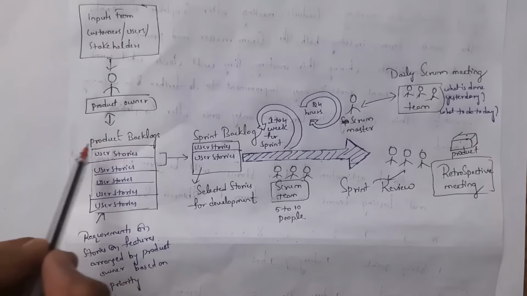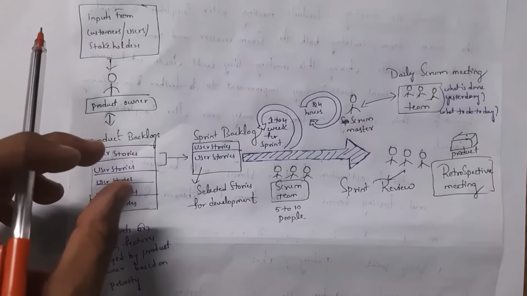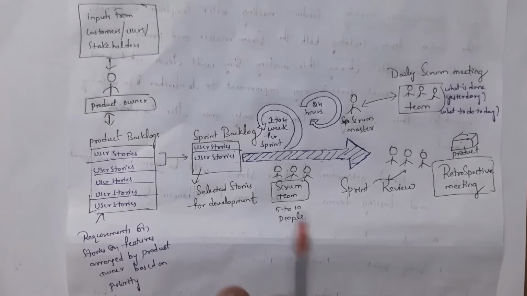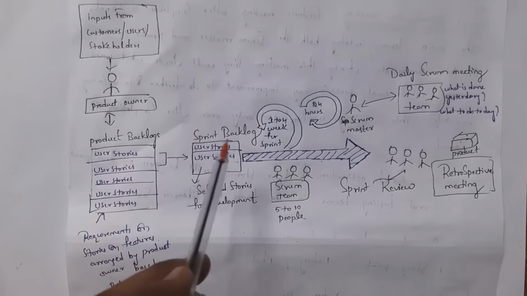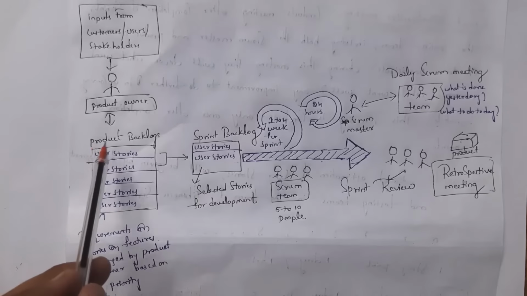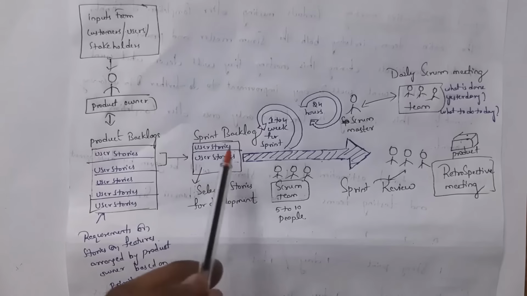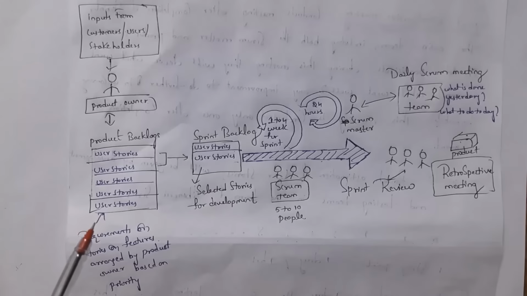And from the product backlog, the stories which have the highest priority are placed in the sprint backlog for development. For example, if you consider college software, in that college software, student login has the highest priority. So the product owner will place that story in the sprint backlog. Whenever the product owner places the story in the sprint backlog, the developer will start developing code for that particular story.